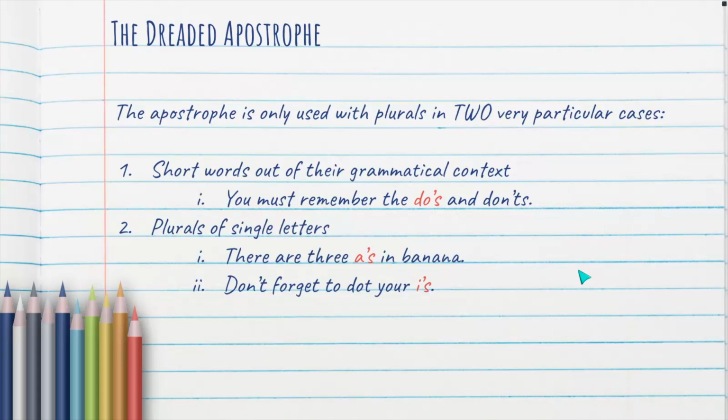Also, if you're talking about the plural of a single letter, so don't forget to dot your I's, we would put an apostrophe there so that we didn't confuse that with is. Don't forget to dot your is. Wouldn't make any sense.